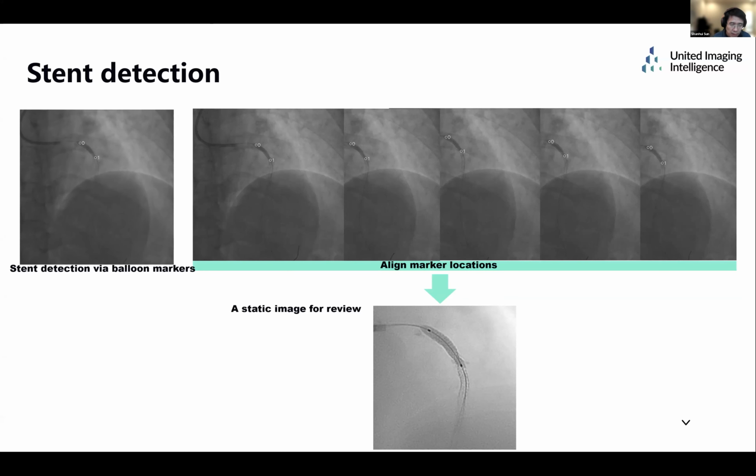If we could robustly detect those markers through the entire video, frame by frame, and then we align those marker locations, we could remove the stent motion. And if we overlay all those aligned images together, we can get just one image. Since the motion is removed for the stent, we could get a very good stent visibility with high SNR. And the background, we can blur.